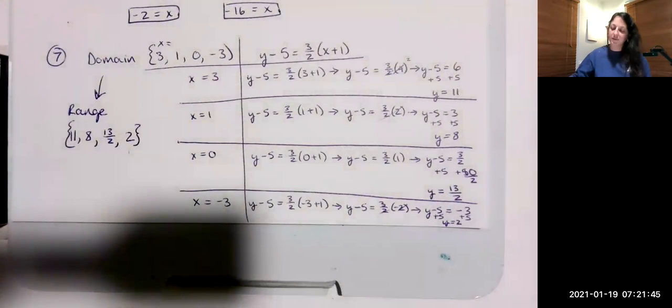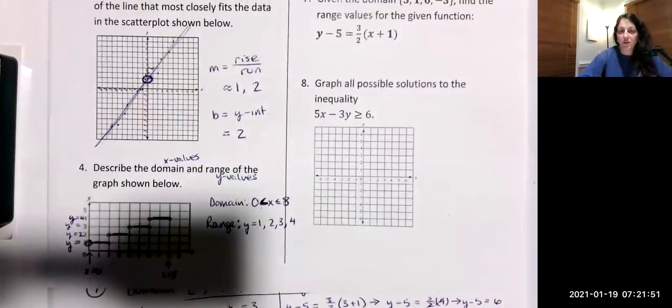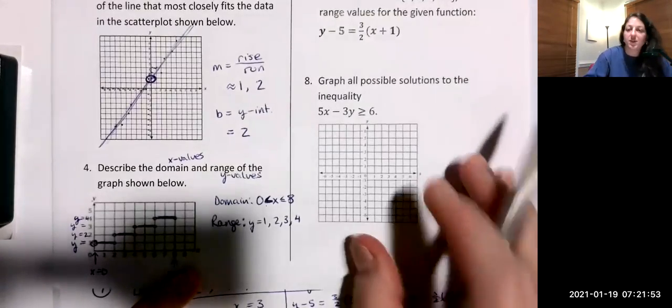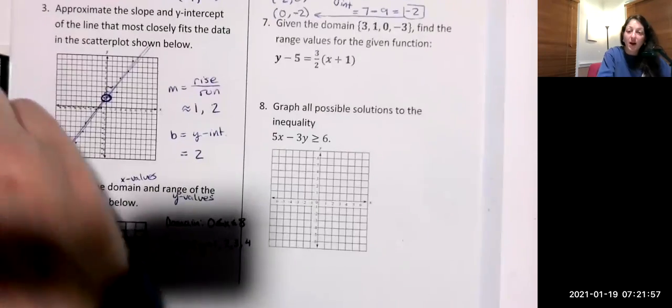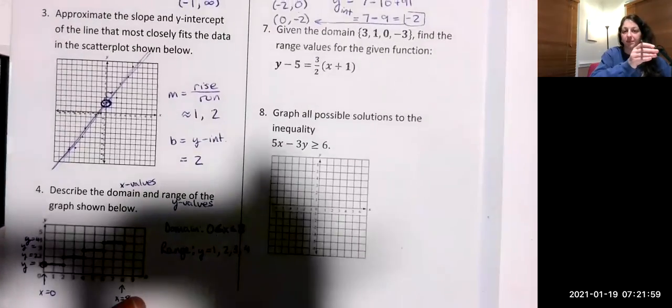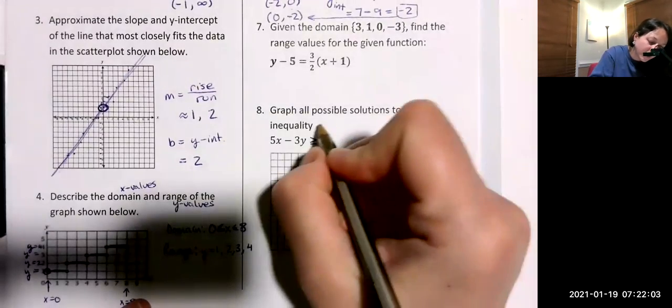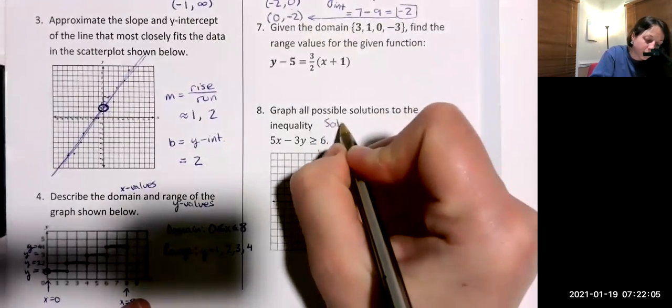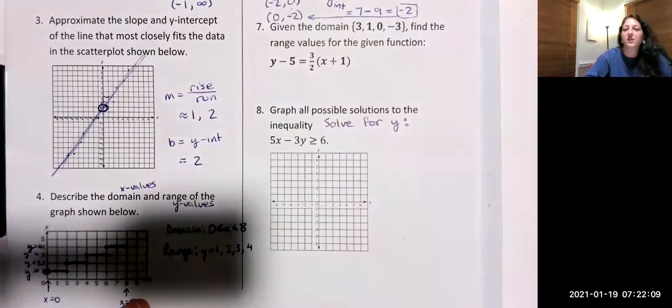It's a lovely feeling. All right, last problem for Unit 2, graph all possible solutions. So basically all that it wants you to do is graph it and make sure you shade in the proper direction. So if we're asked to graph all possible solutions, we need to solve for y. Because to graph this by hand, you need it in y equals mx plus b form.